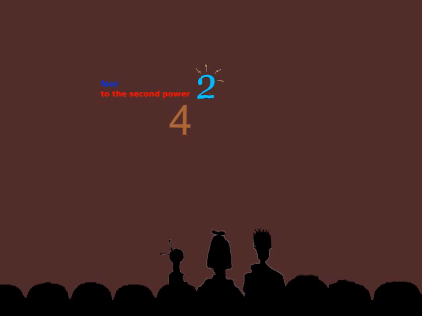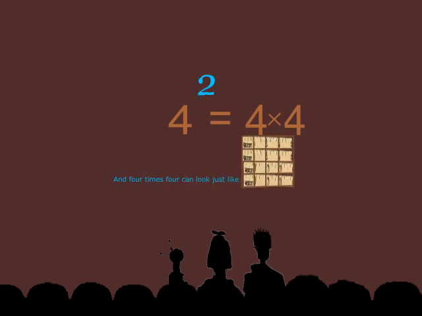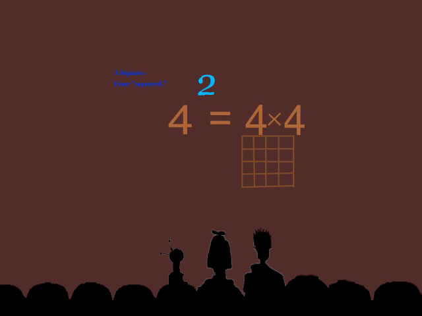Call me four to the second power or four squared. Because when I use my power, there's no number two involved. That's just the directions for how many times you'll see that four multiplied by itself. So four to the second power is four times 4. And 4 times 4 can look just like a square, 4 on each side. 4 squared. 4 squared is 4 to the 2nd power, and that's 16.